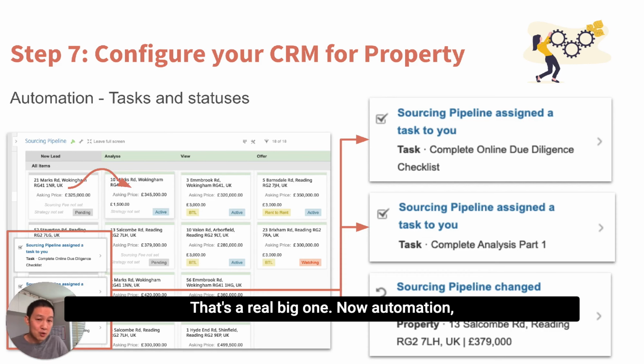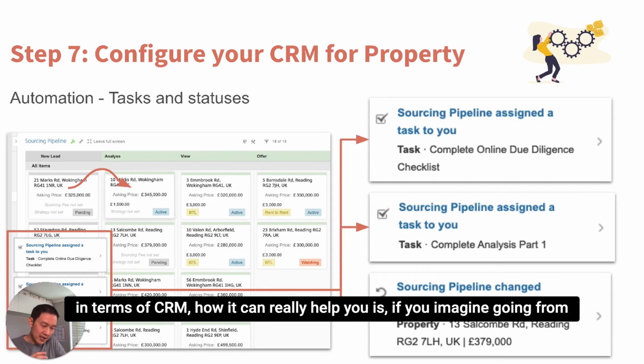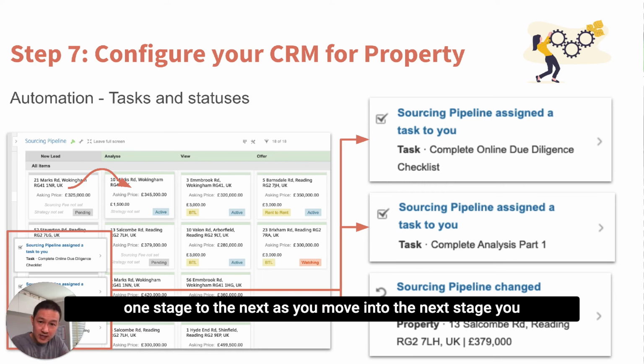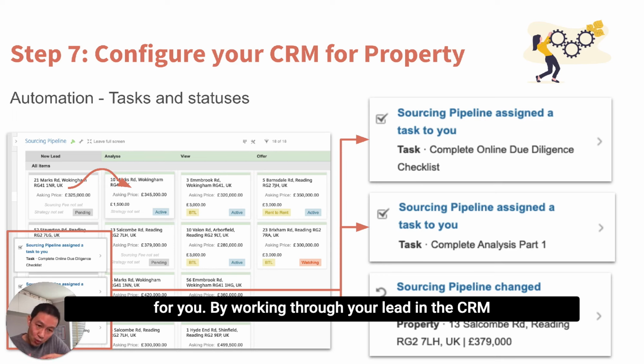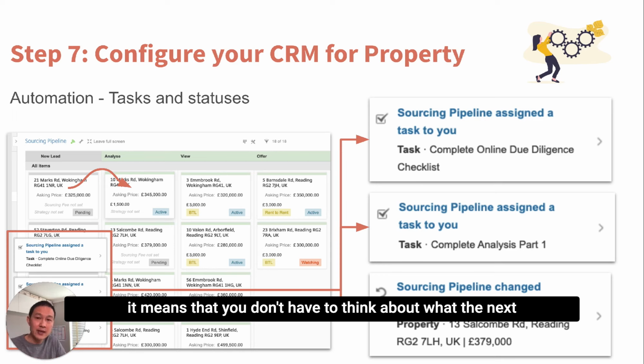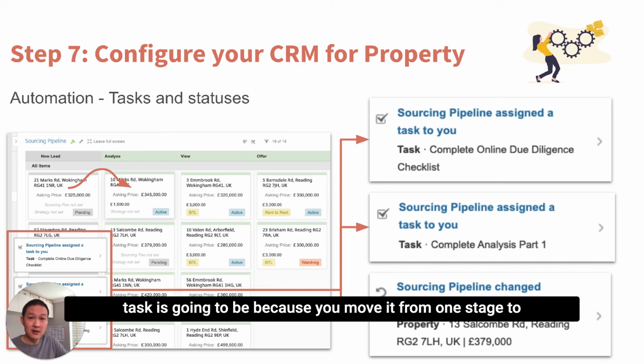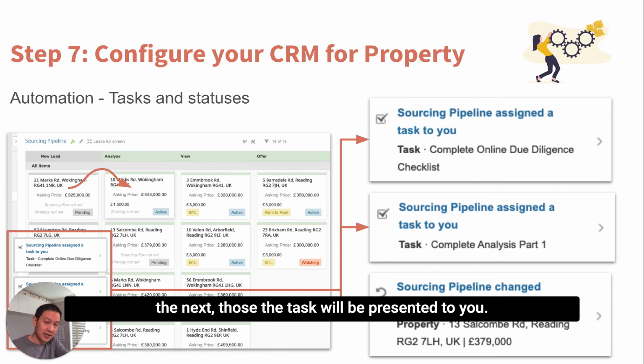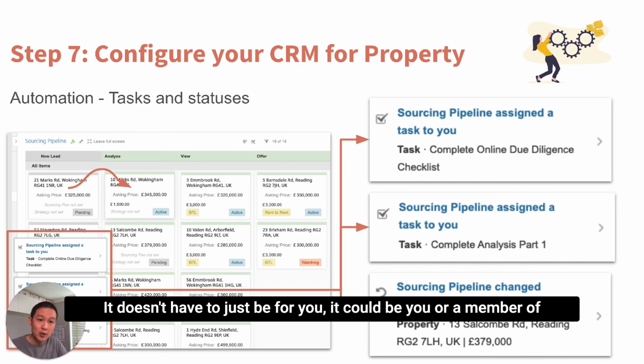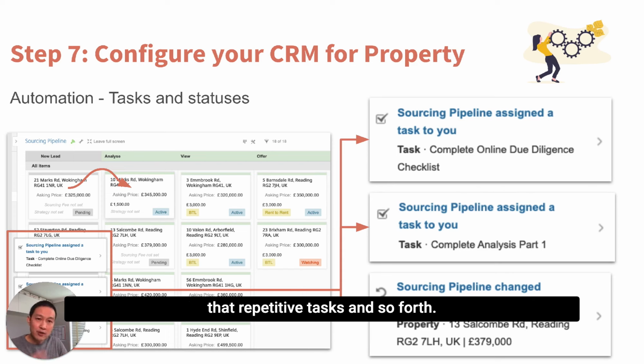Now, automation, that's a real big one. What automation is, in terms of CRM, and how it can really help you, is if you imagine going from one stage to the next, as you move into the next stage, a number of tasks will be generated for you. By working through your lead in the CRM, you don't have to think about what the next tasks are going to be, because as you move it from one stage to the next, those tasks will be presented to you, and it doesn't have to just be for you, it could be you or a member of your team. So the idea, again, is using automation to remove all of those repetitive tasks.